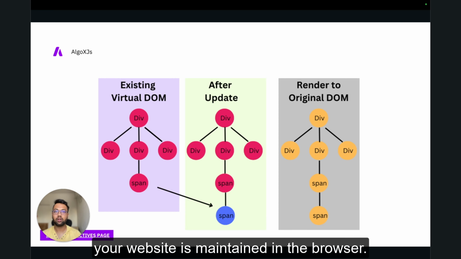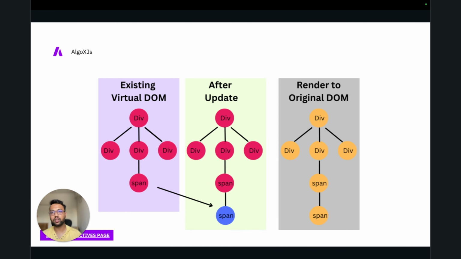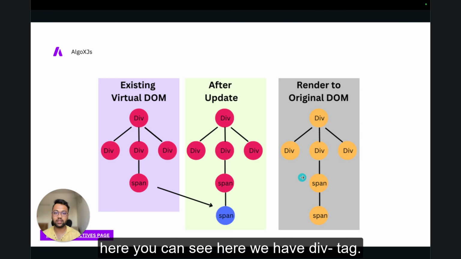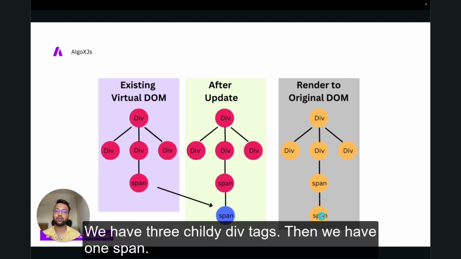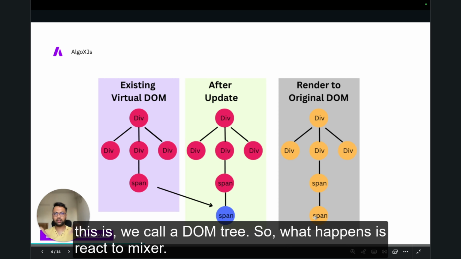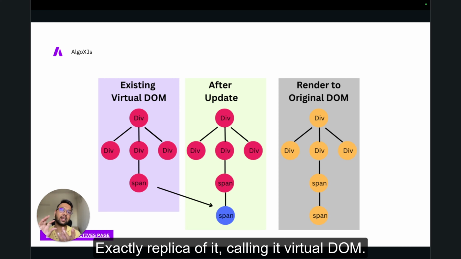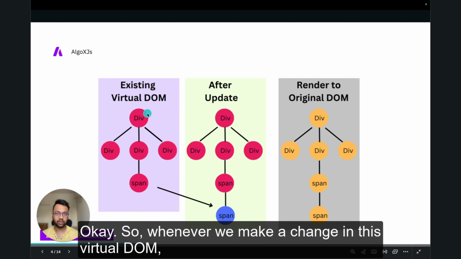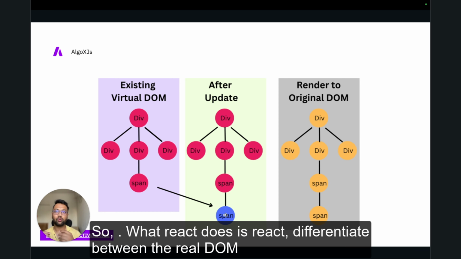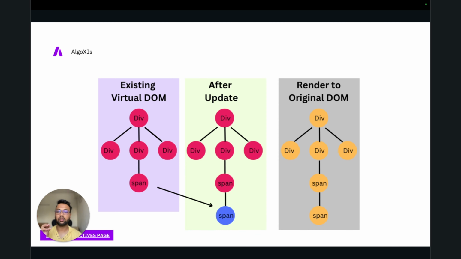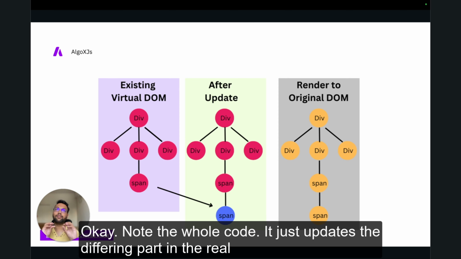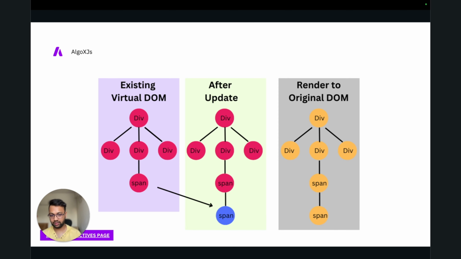Your website is maintained in the browser in a structure we call the DOM tree. Here you can see we have a div tag, which is the parent tag. Inside this we have three child div tags, then one span, then one more span. This is what we call a DOM tree. React makes an exact replica of it, calling it the virtual DOM. Whenever we make a change in this virtual DOM, for example I added a span tag, React differentiates between the real DOM and the virtual DOM to find what is differing. It updates only the differing part, not the whole code, in the real DOM. That makes it very fast.